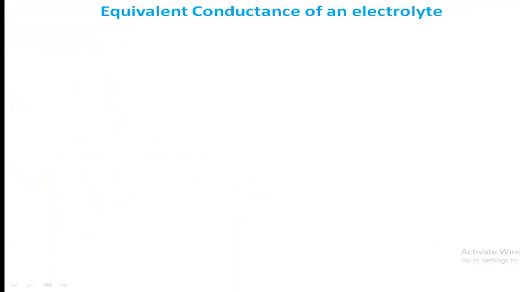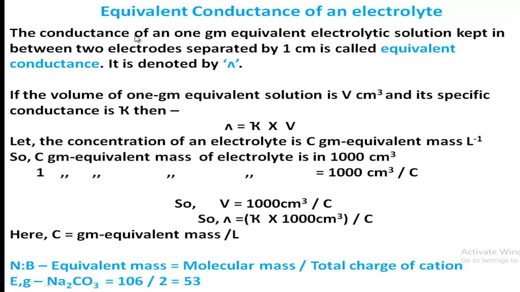Now, equivalent conductance. What is equivalent conductance? The conductance of a 1 gram equivalent electrolytic solution kept in between two electrodes separated by 1 centimeter is called equivalent conductance. It is denoted by lambda. If the volume of 1 gram equivalent solution is V centimeter cube and its specific conductance is kappa, then we can write lambda equal to kappa into V.